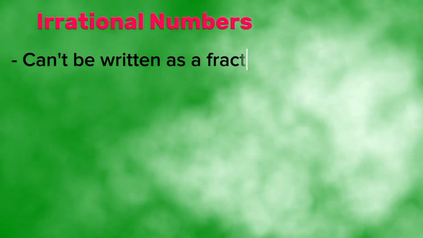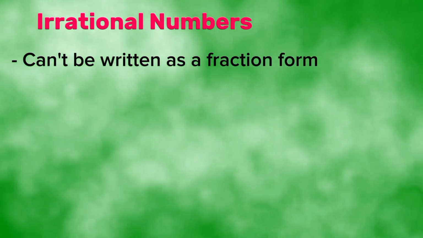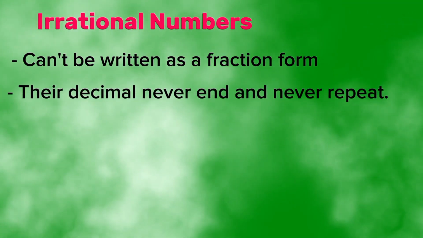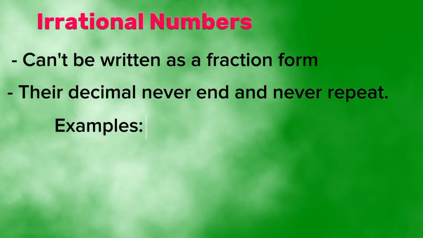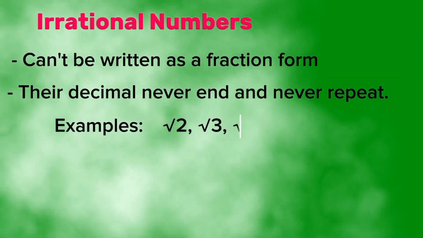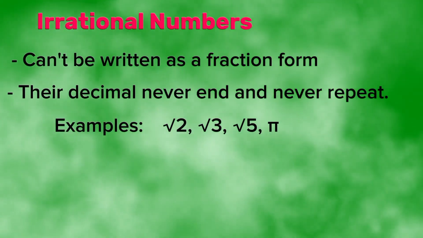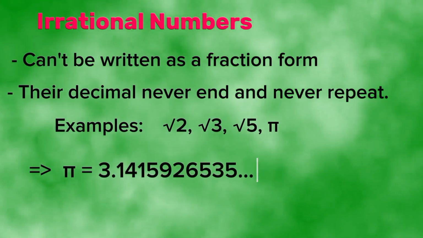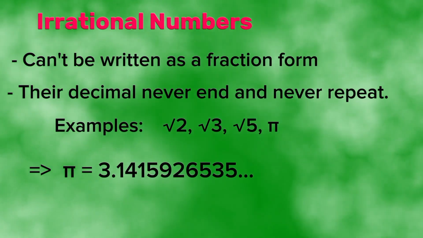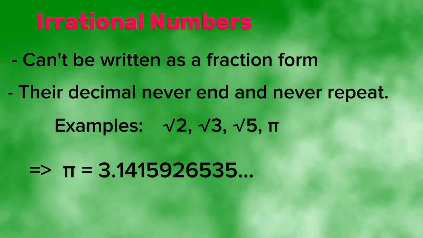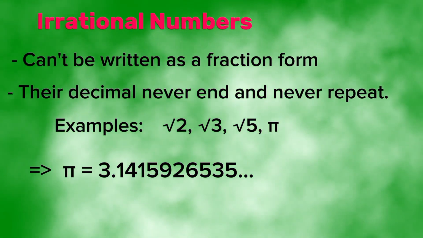Irrational numbers. Irrational numbers cannot be written as a fraction of two integers. Their decimal expansions never end and never repeat. Examples: square root 2, square root 3, square root 5, pi. Pi equals 3.14159265... The digits continue forever without a repeating pattern.